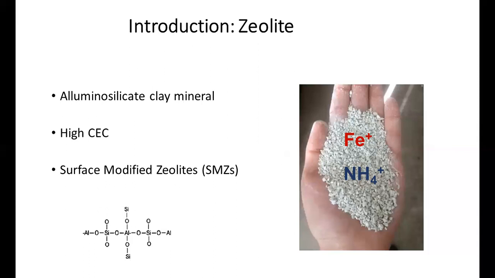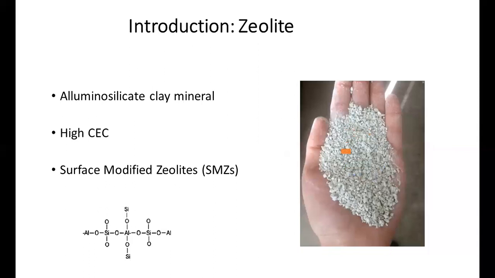Oftentimes they coat the zeolites in iron to form a cation bridge to give the zeolite a positive charge for the anions to bind to. In this experiment, we used the ferric sulfate, hoping to bind the phosphates to the zeolite. To illustrate this, here is the negatively charged zeolite, and then we bind the iron to the zeolite, and that allows the phosphates to bind to the zeolite using the iron as a cation bridge.